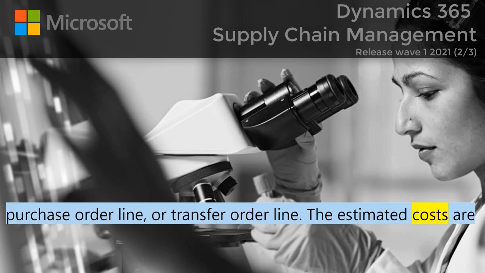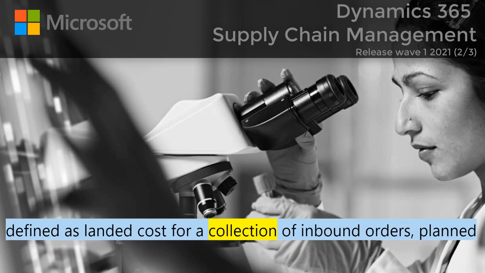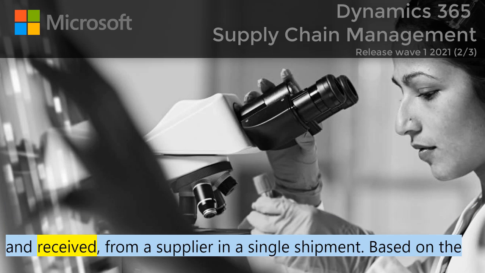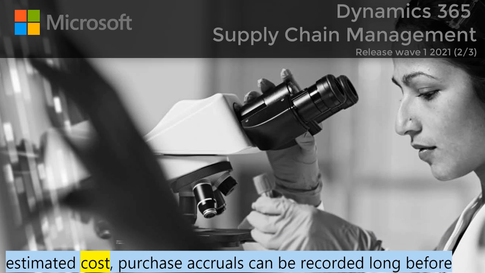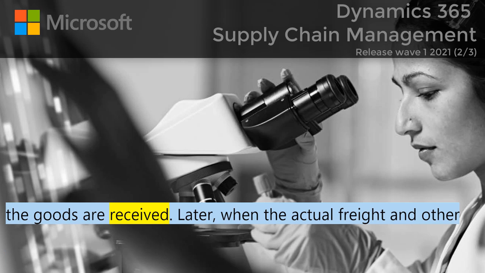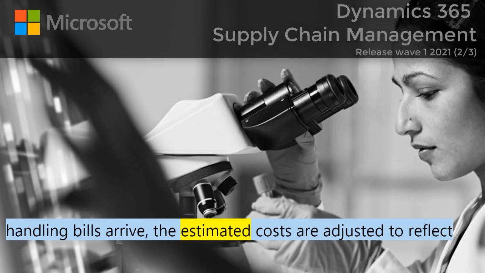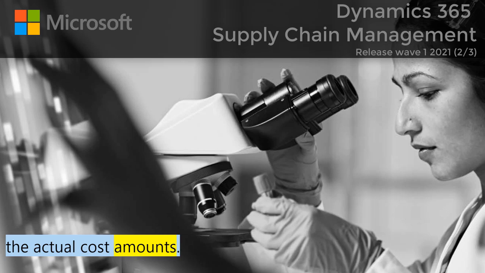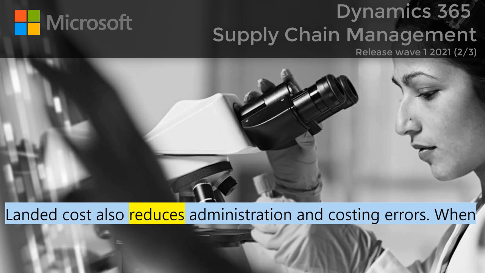The estimated costs are defined as landed cost for a collection of inbound orders, planned and received, from a supplier in a single shipment. Based on the estimated cost, purchase accruals can be recorded long before the goods are received. Later, when the actual freight and other handling bills arrive, the estimated costs are adjusted to reflect the actual cost amounts. Landed cost also reduces administration and costing errors.